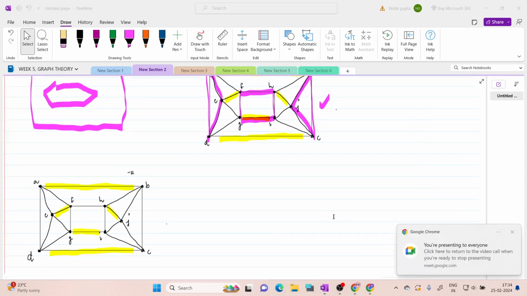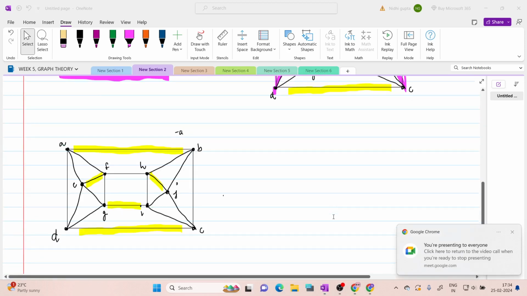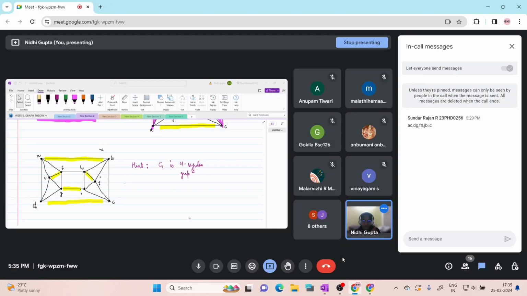Particularly for this graph, I have a hint on how to find a three factor. This given graph G, you can see, is a four regular graph. That is, each vertex has degree 4 in this graph. So now if you have to give me a three regular graph, you have to just remove one edge for each vertex.